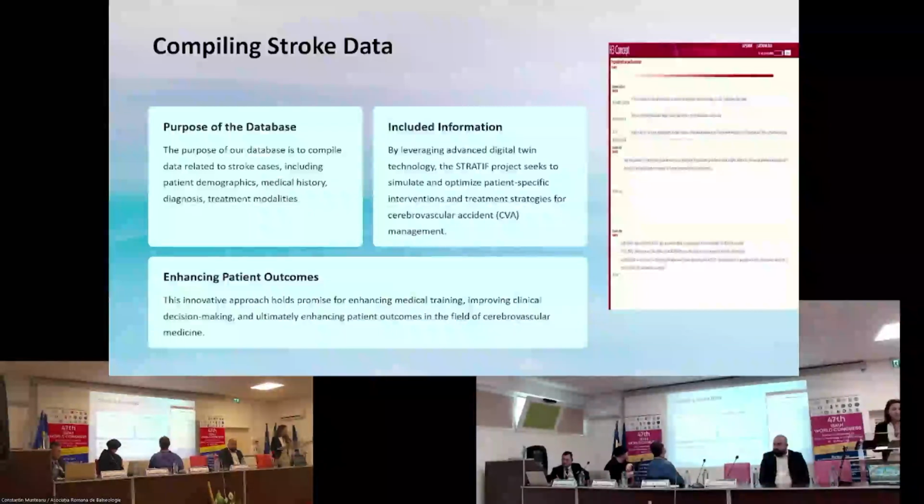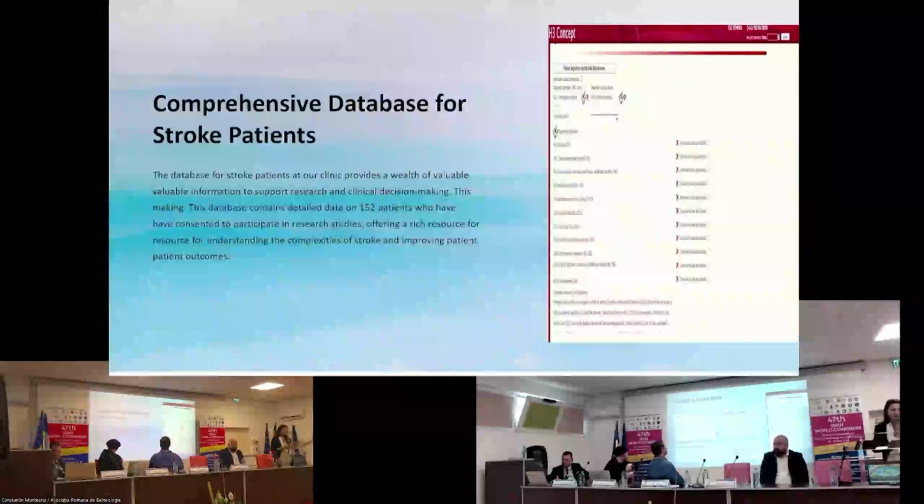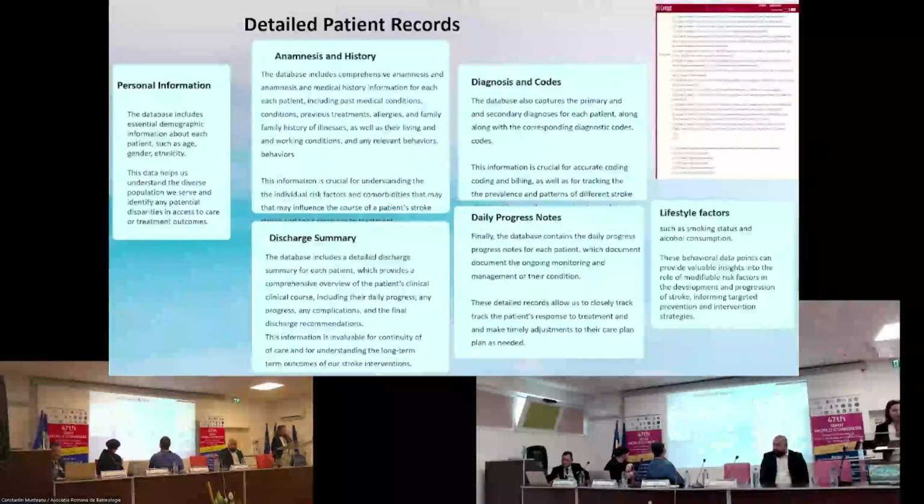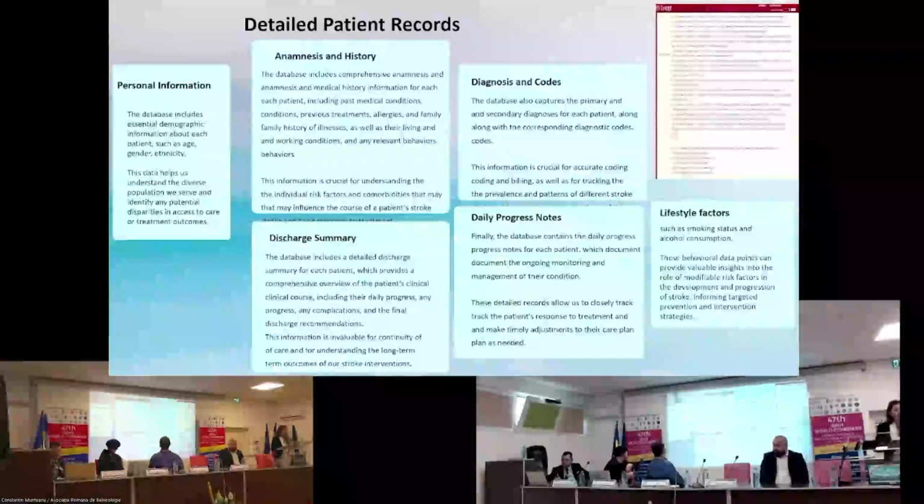And about the database, the purpose of it is to compile data related to stroke cases, including patient demographics, medical history, diagnosis, and treatment modalities. This database contains detailed data on 152 patients who have consented to participate in research studies. The database includes essential demographic information about each patient, such as age, gender, ethnicity. These data help us understand the diverse population we serve and identify any potential disparities in access to care or treatment outcomes.